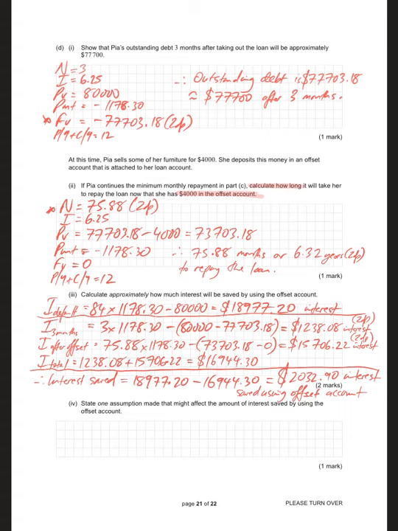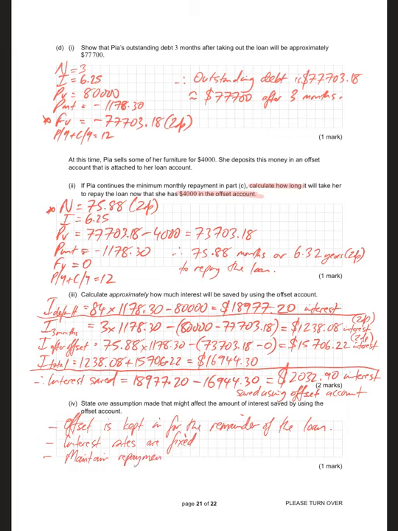State one assumption made that might affect the amount of interest saved by using the offset account. Well, I'll give a few options here. Offset is kept in for the remainder of the loan, so you don't take it out. Interest rates are fixed. Maintain repayments, all the generic ones. You have to assume all those for this maths to work.